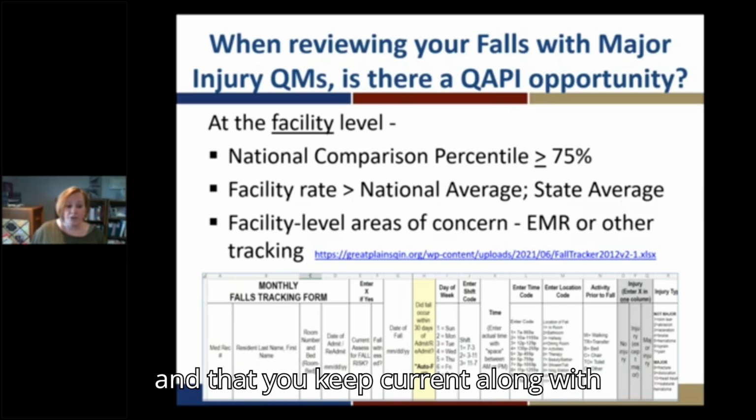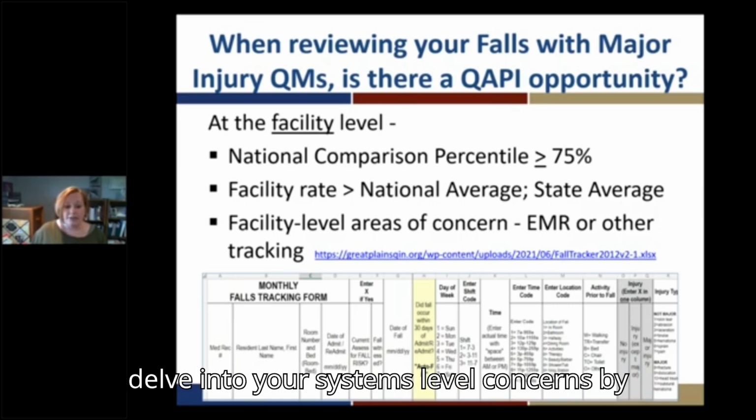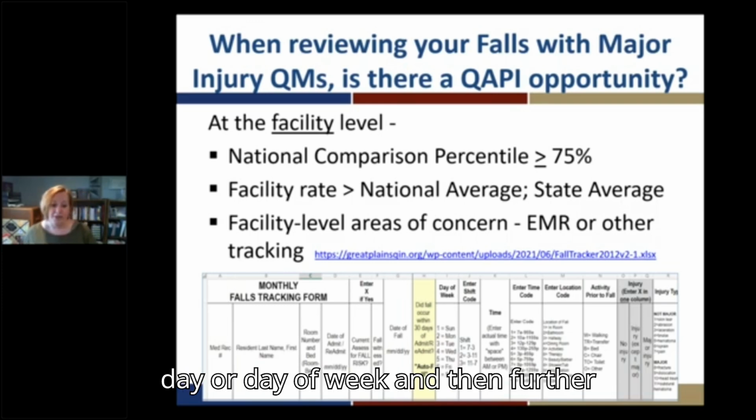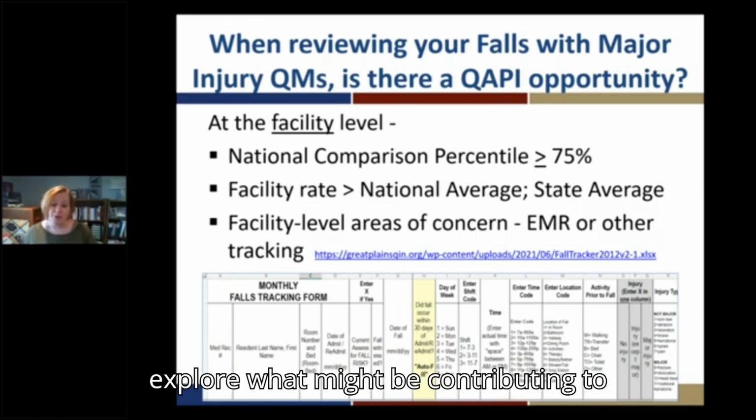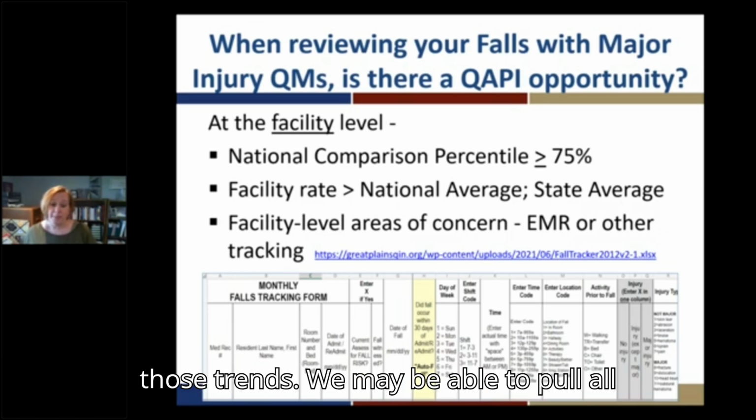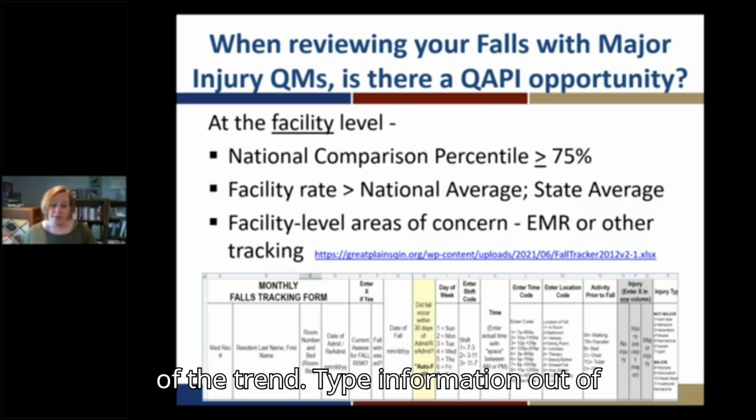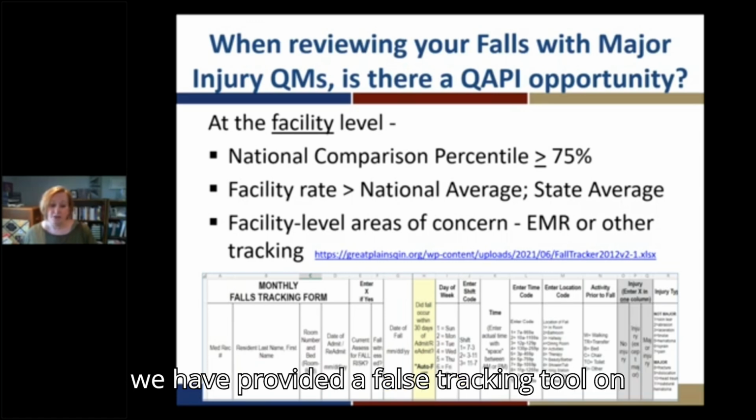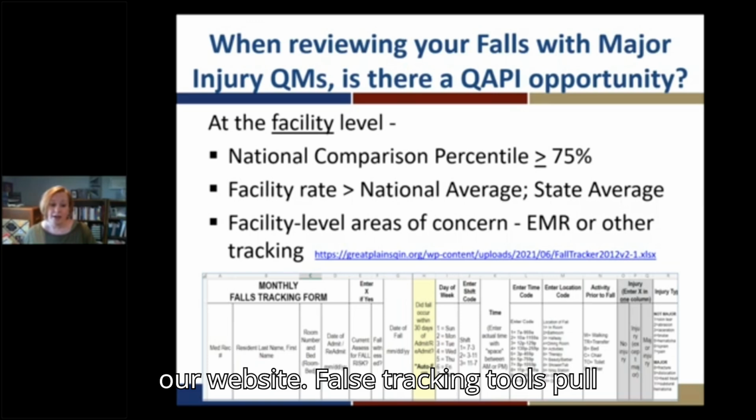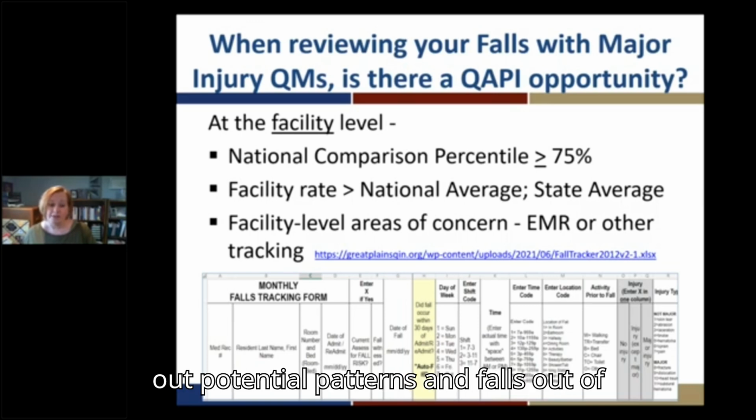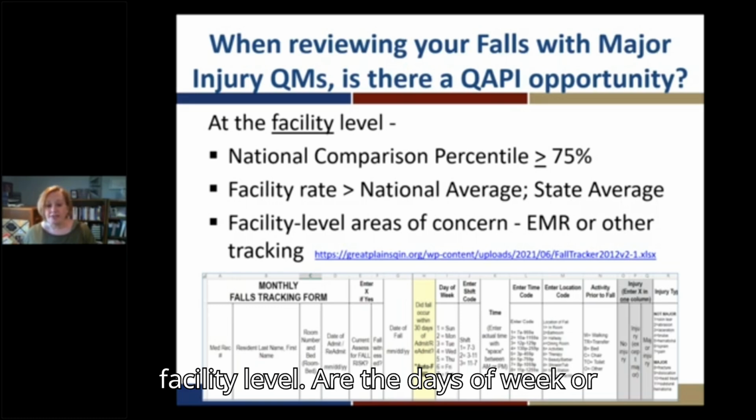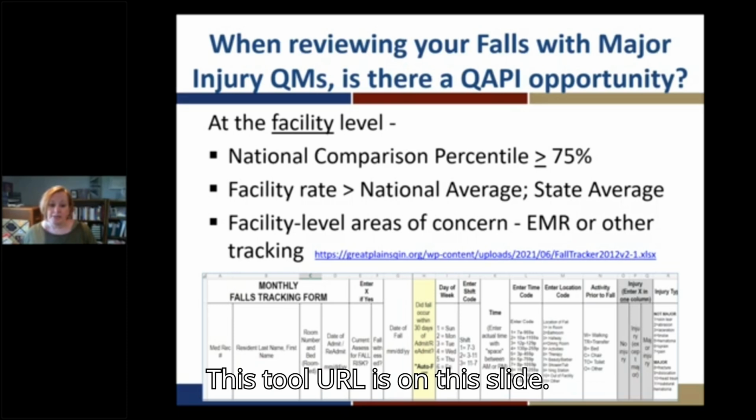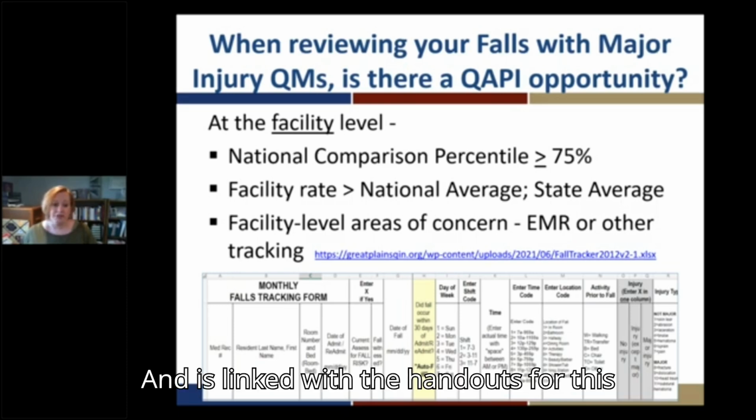current. Along with tracking that a fall happened, you can delve into your system's level concerns by looking for trends in falls, like time of day or day of week, and then further explore what might be contributing to those trends. You may be able to pull all of the trend type information out of your electronic medical record. If not, we have provided a falls tracking tool on our website. Falls tracking tools pull out potential patterns in falls at a facility level. Are the days of week or certain shifts where an increase is seen? This tool URL is on this slide and is linked with the handouts for this presentation.